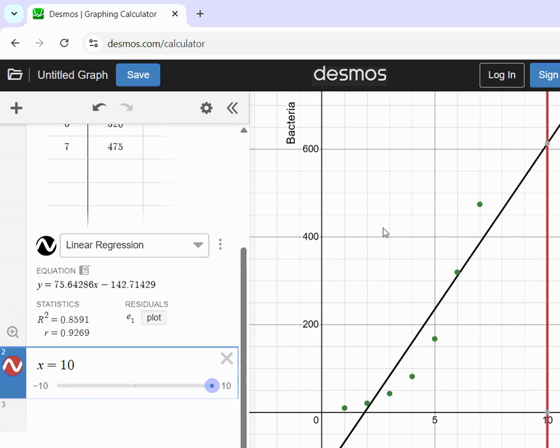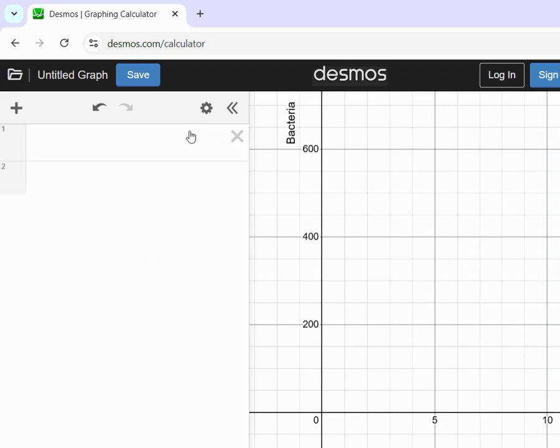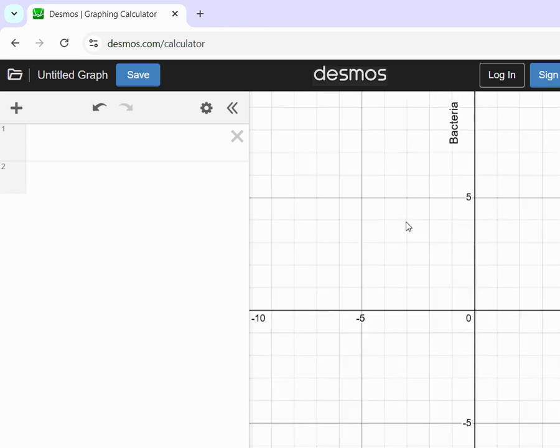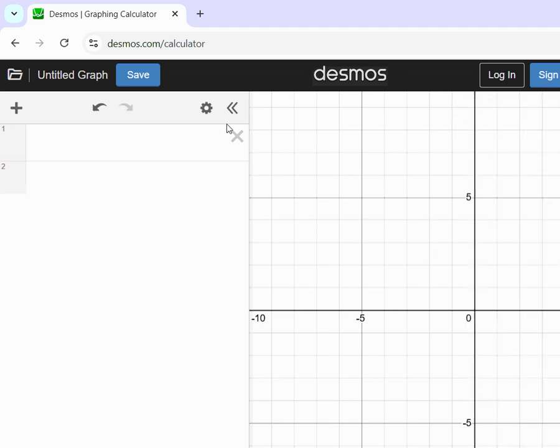Okay, so I need to get rid of all this stuff. To get rid of it, we could reload the page. It's totally fine. Or we could just click on the X's. There goes my line. There goes my data. And notice that it says bacteria and has the right numbers there still. If I click on home, it goes back to the normal one. But to get rid of your labels, you literally have to go back in and get rid of them.